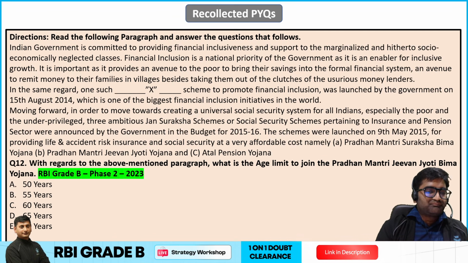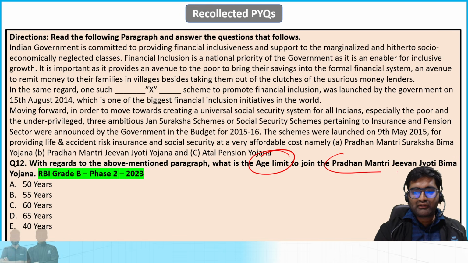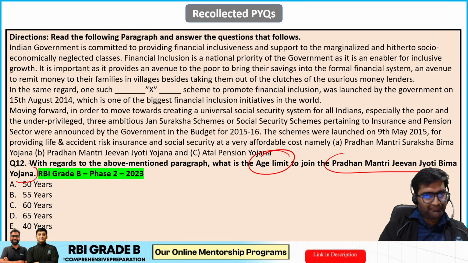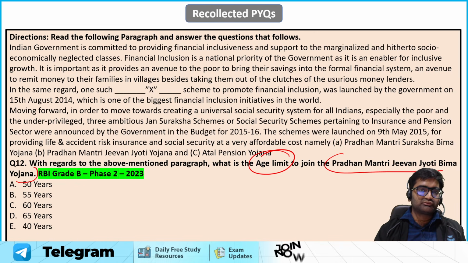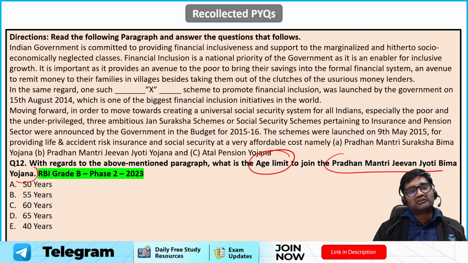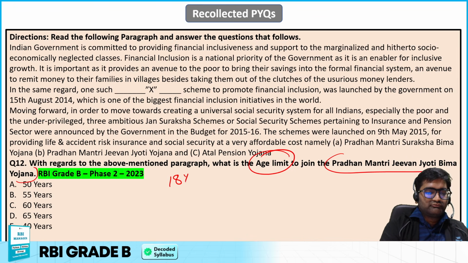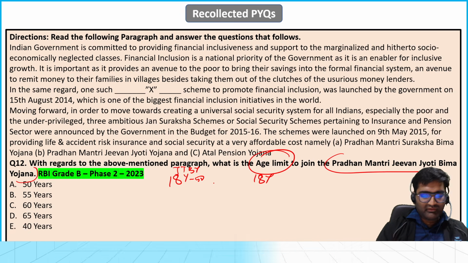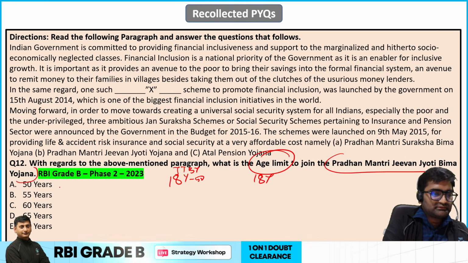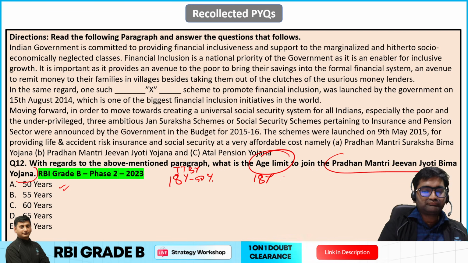Now coming to this, with regards to the above mentioned paragraph, what is the age limit to join Pradhan Mantri Jeevan Jyoti Bima Yojana? Okay, what is the total age limit is being asked. For Pradhan Mantri Jeevan Jyoti Bima Yojana and Pradhan Mantri Suraksha Bima Yojana, you should know the age limit. The starting age is 18 years for both of them, right? Jeevan Jyoti Bima Yojana ends by 50 years. Okay, so the age limit is 50 years, right?